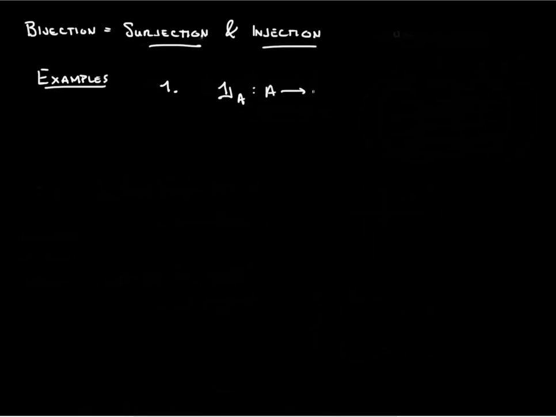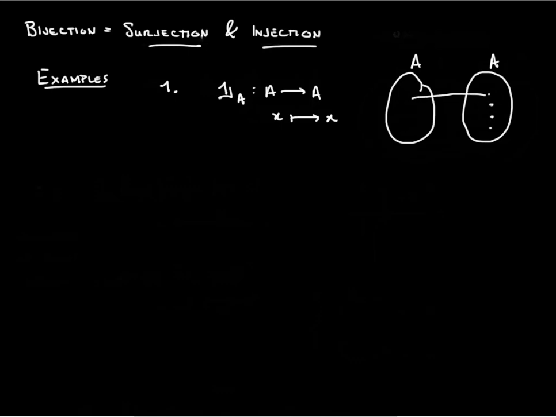So we have a function that goes from A to A, and we assign x to itself. And this is a bijection because we have a one-to-one correspondence. Okay, a bijective function is a one-to-one correspondence. If those are my two sets, now every element of A has exactly one pre-image, which is the same element. So we say that it is a one-to-one correspondence.